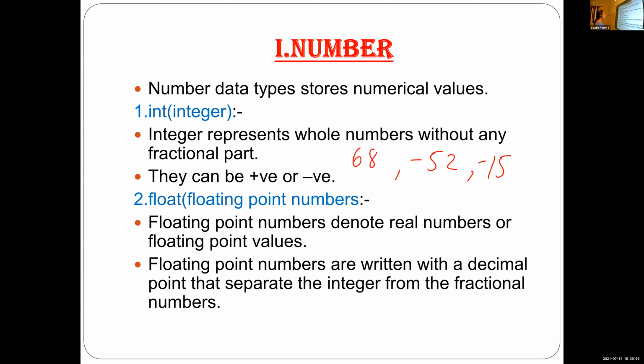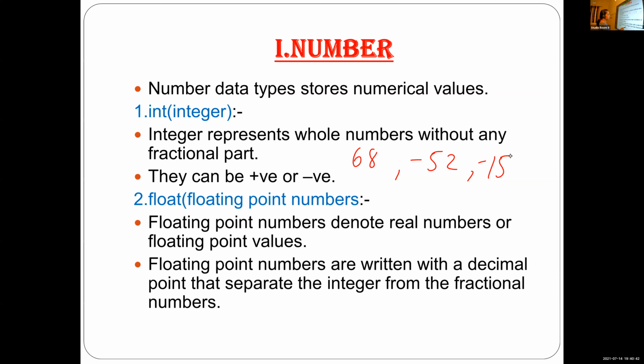So int or integer is the first in the numeric data type. The second one is float or floating point. What is float or floating point? Aparna? Floating point numbers denote real numbers or floating point values. A floating point number is a number with a fractional part, a number with a decimal point. Floating point numbers are written with a decimal point that separates the integer from the fractional part.